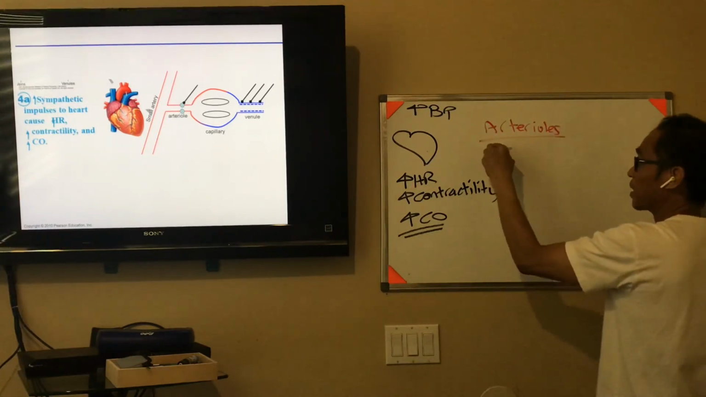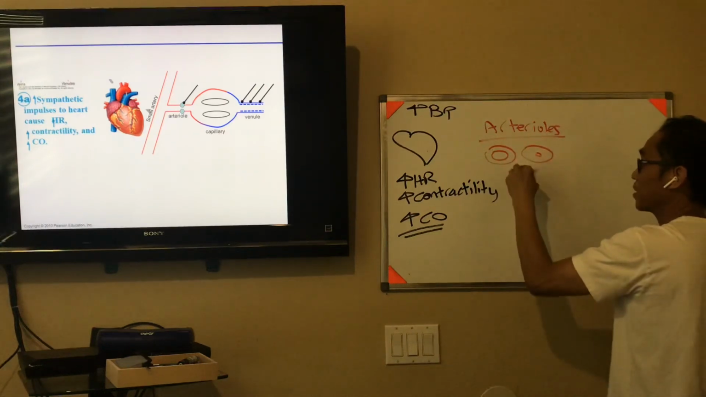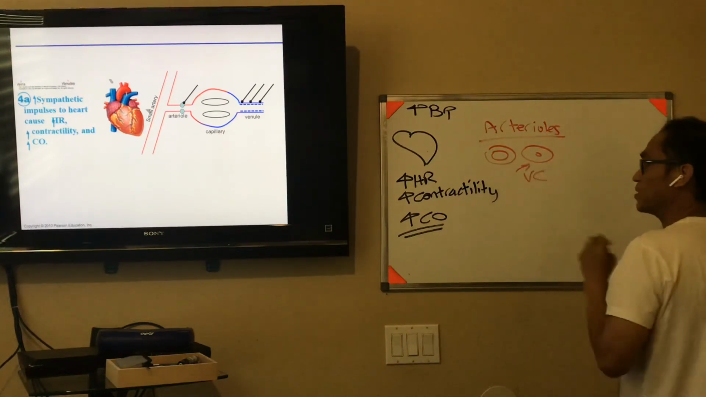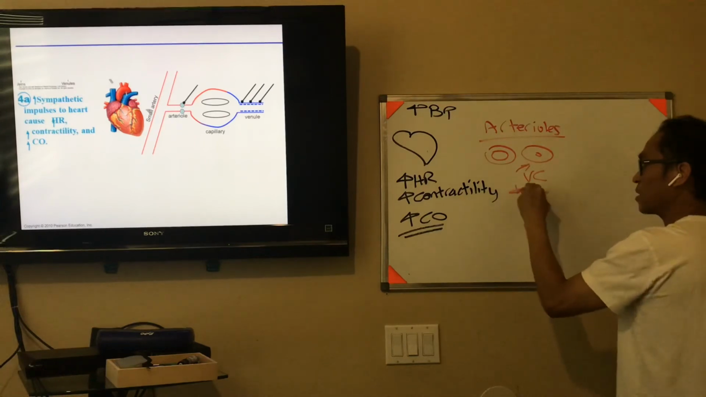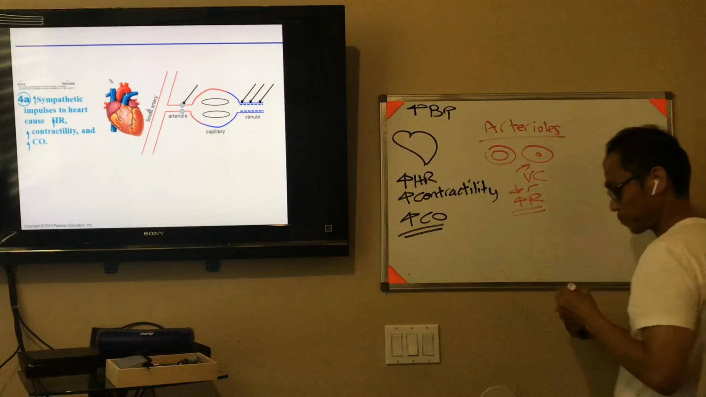You vasoconstrict. You go from more of a dilated to more of a constricted response. VC, vasoconstrict. You decrease little r, increase big R. That's what you're doing there.